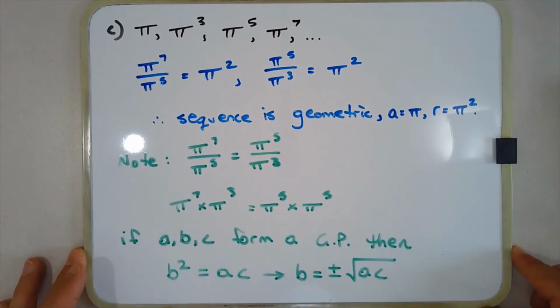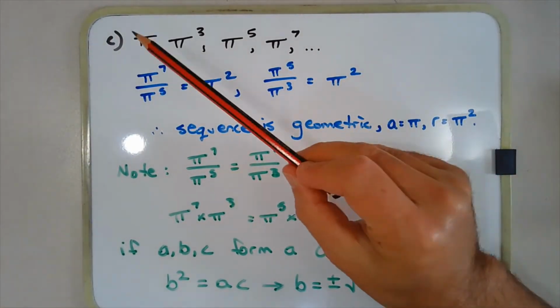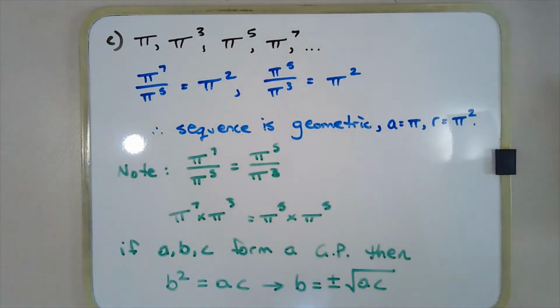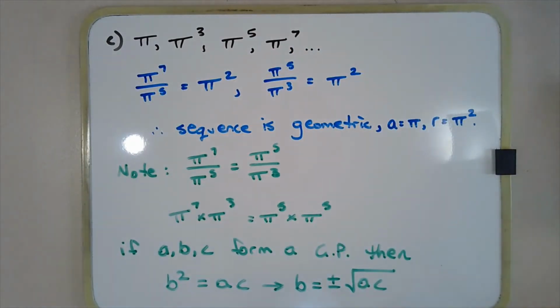So if we have a look at part C, we have pi, pi cubed, pi to the power of 5, pi to the power of 7, and so on. Again, let's just choose any 3 consecutive terms. You can choose 4 consecutive terms if you like as well. Just for prudence, if you want to make sure 100% or at least as much as possible that this is a GP, you can test as many terms as you like, but the minimum number of terms is 3.